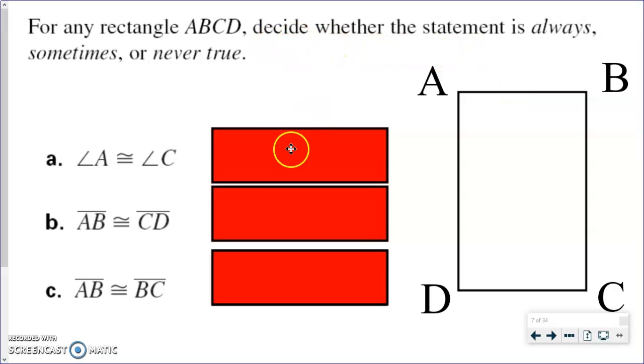This is just a little logic here, and we're asking if this is true for any rectangle. So is this statement always true, sometimes true, or never true? So in any rectangle, is angle A going to be congruent to angle C? And it's not always A and C, but it's referring to where they are in the rectangle. They're opposite angles. So what do you think? Is that sometimes, always, or never true?